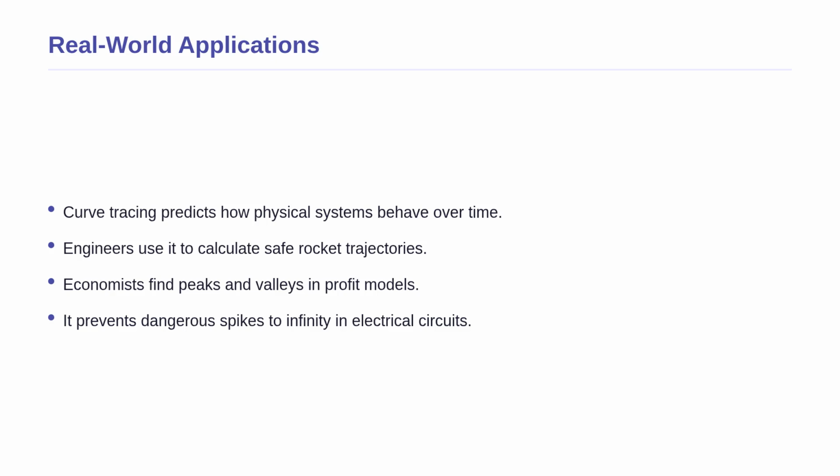Now that we have traced both infinite curves and closed loops, you might wonder why this matters in the real world. Curve tracing is the absolute foundation of understanding how physical systems behave over time. Engineers use these exact analytical techniques to predict the trajectory of a rocket, ensuring it reaches orbit instead of crashing back to Earth. Economists use the first derivative to find the peaks and valleys of profit models, helping businesses maximize their efficiency. Without the ability to trace curves analytically, we would be blindly trusting computers, and we might miss crucial, dangerous behaviors like a sudden spike to infinity in an electrical circuit.